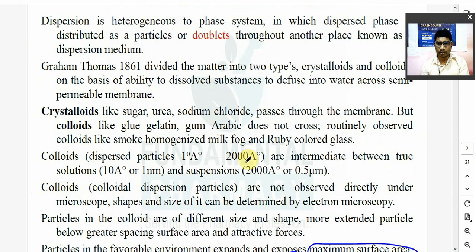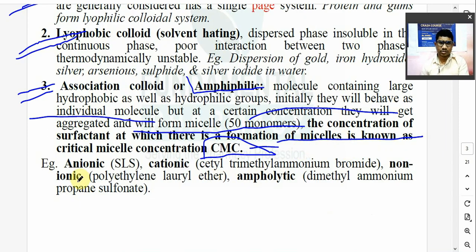The concentration of surfactant at which there is a formation of micelle is known as the critical micellar concentration. Surfactants are of three types. Anionic surfactants carry a negative charge; an example is sodium lauryl sulfate.